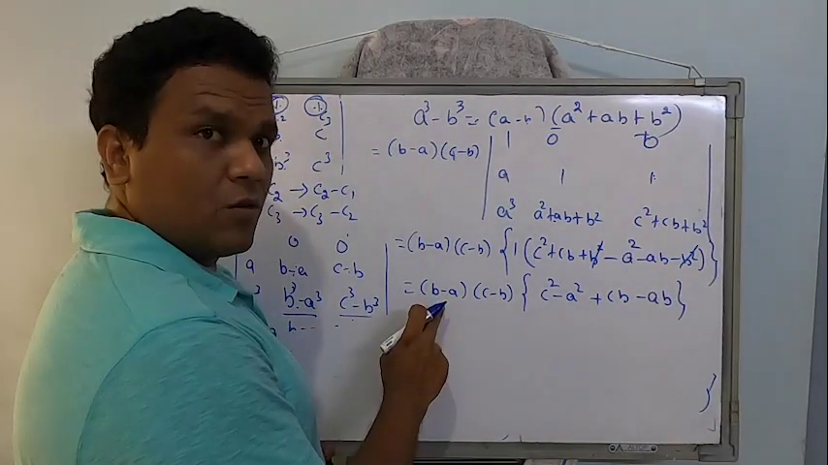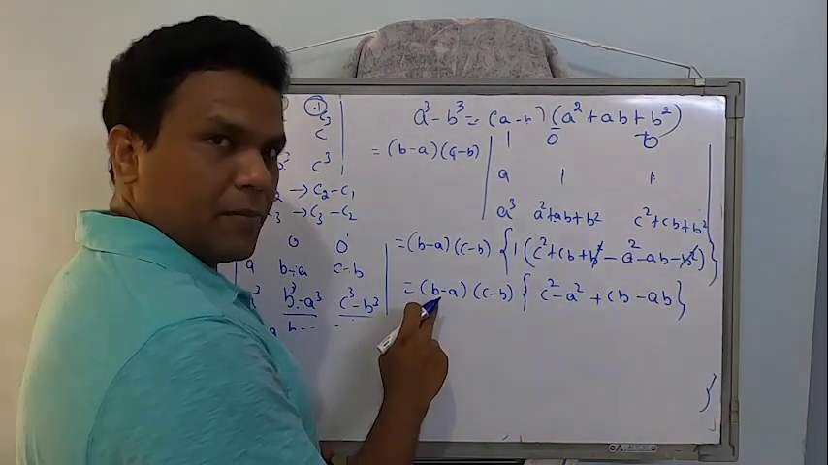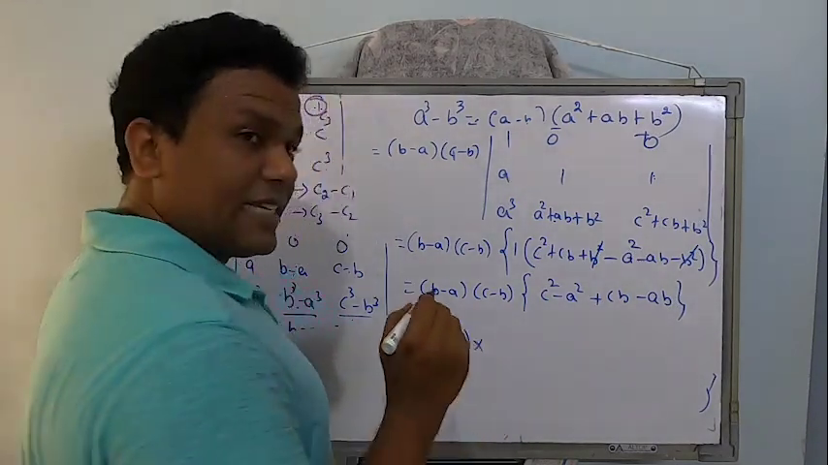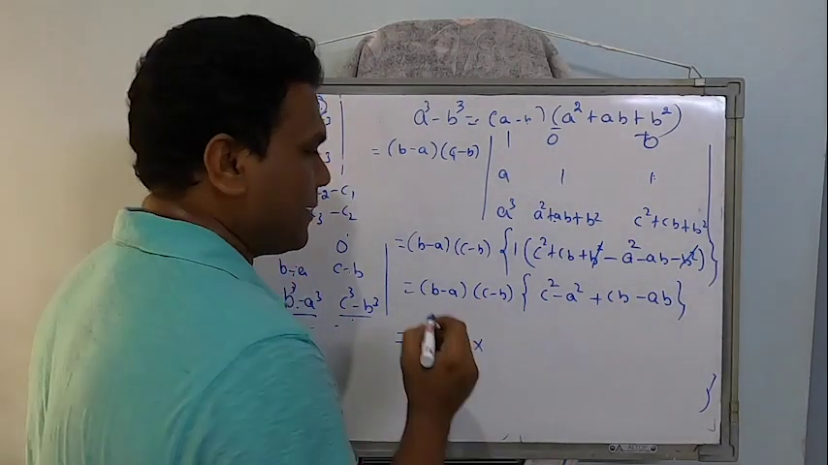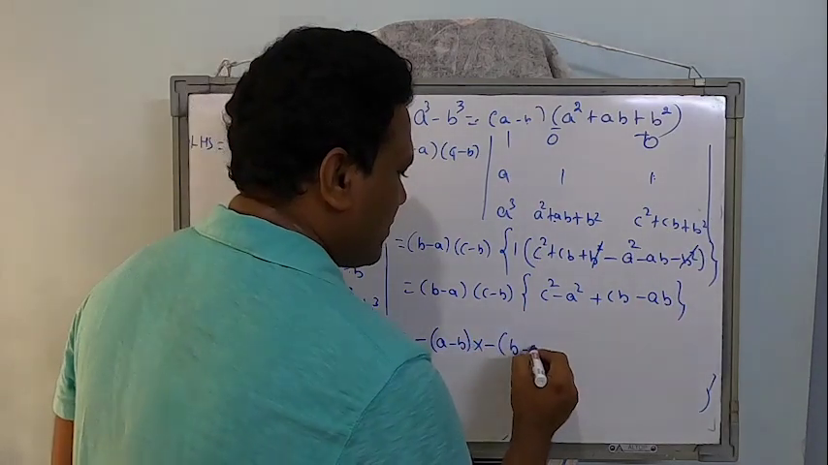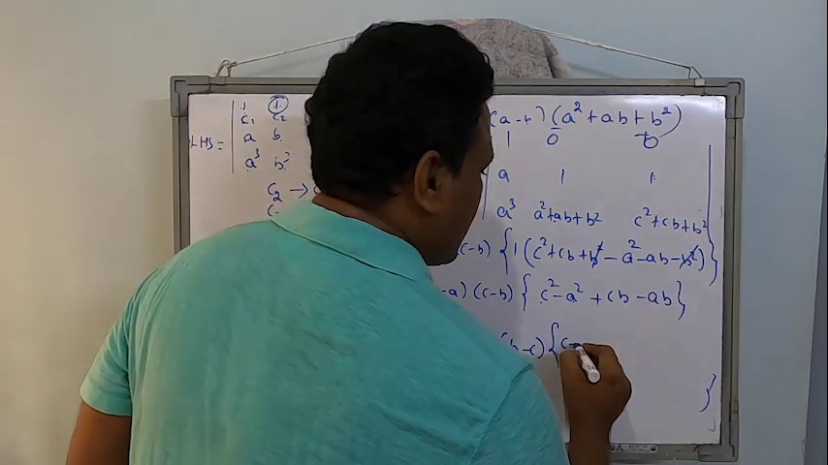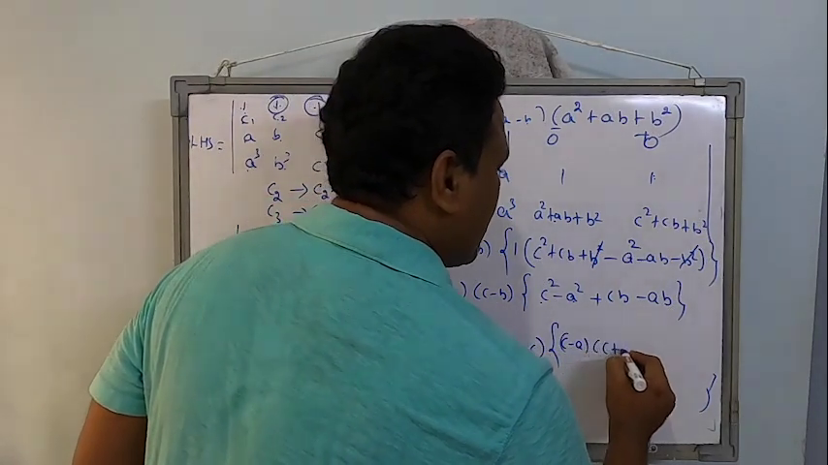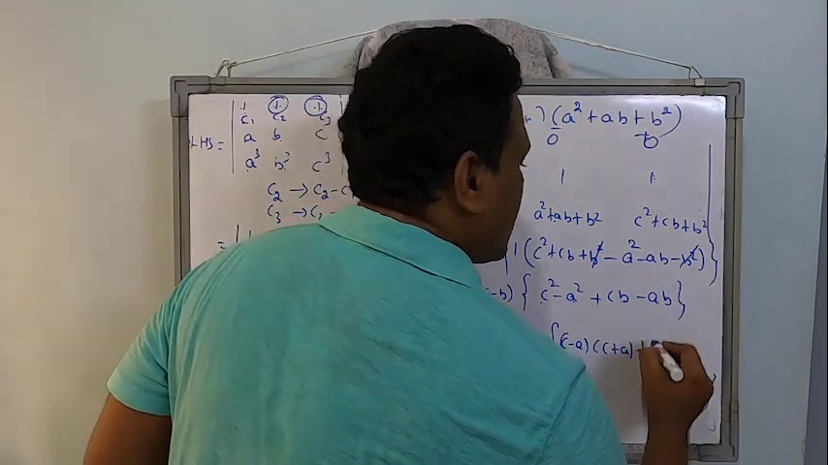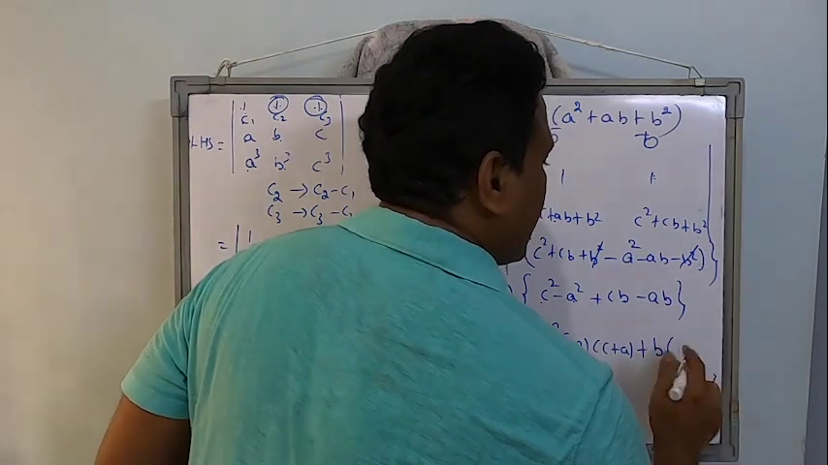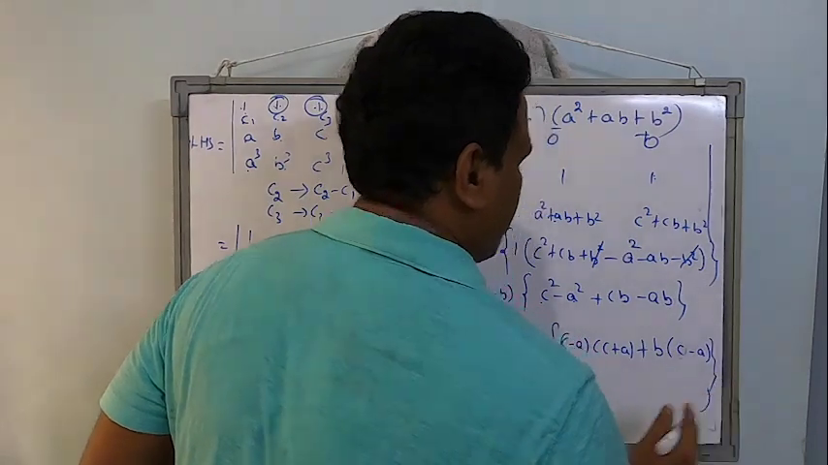Because my first element, what I required was A minus B, and here it is B minus A. I will take minus outside, A minus B. My next element should be B minus C, but I got C minus B, so take minus outside, B minus C, open the bracket. Now C square minus A square can be written as C minus A multiplied by C plus A, and from this B is taken common. The remaining element will be C minus A.